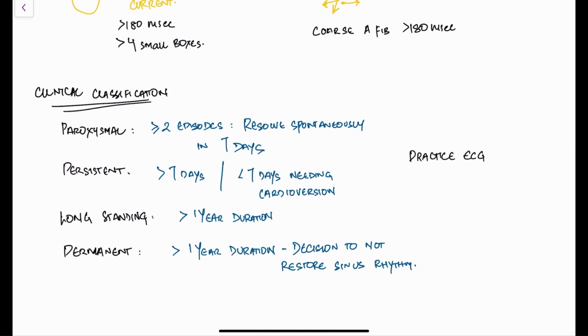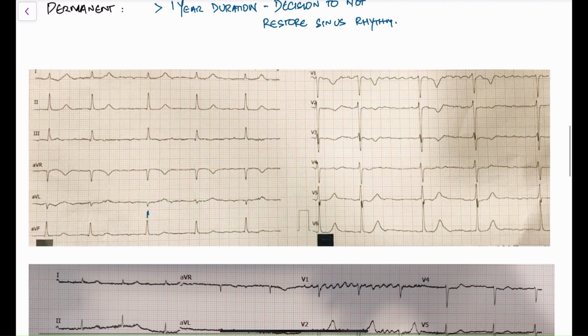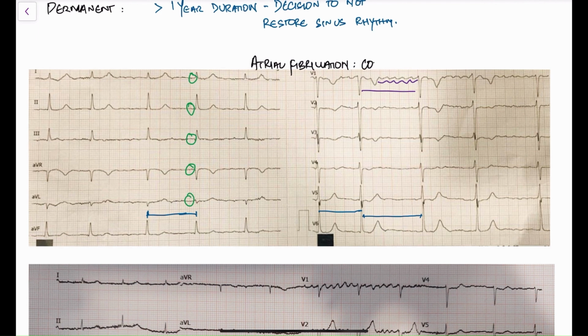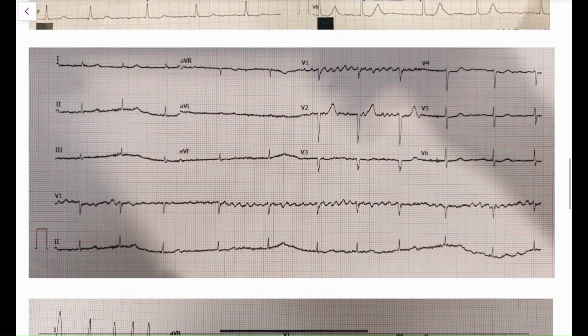So let's do some practice ECGs. You can appreciate a RR interval here, and then here again. You can appreciate that the RR interval is irregular. There is no P waves. And then you can see a chaotic baseline at V1. This is atrial fibrillation. And the ventricular rate is controlled. It's between 60 beats to 100 beats, so it's a controlled ventricular response.